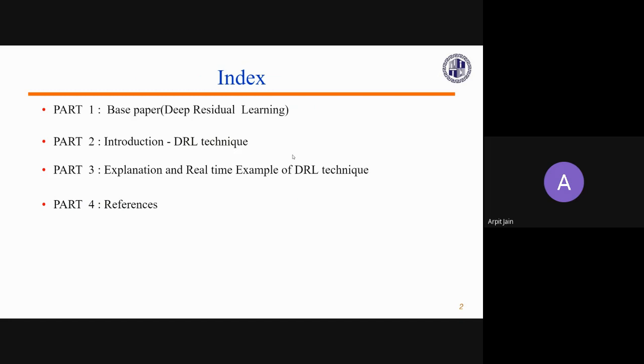So, this is the basic index of our PPT. First, we would like to explain the base paper which we chose, and then we will explain how the DRL technique works, and will provide the explanation and real time examples of the same.